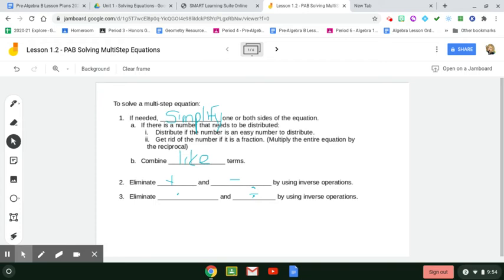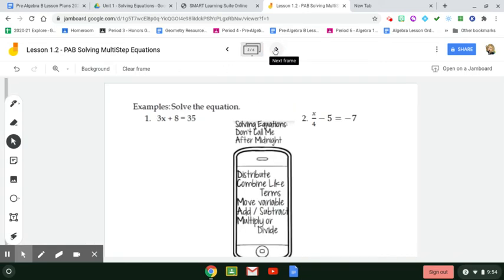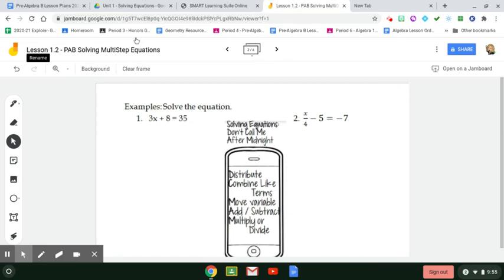Okay, so the little acronym that I like to use for this is "Don't call me after midnight." So, what does that stand for? And you can see it right here. Don't call me after midnight. So, distribute first for the D, combine like terms for the C, move your variable. And we won't really see that too much today, but in the future we will. Add or subtract, we'll see that a bunch today, and multiply or divide.